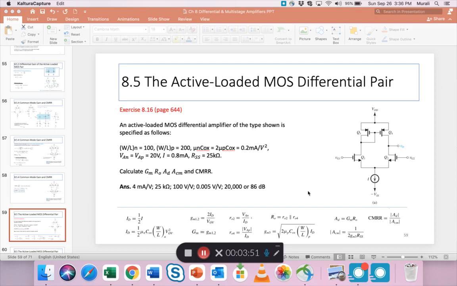Alright, so what are the essential formulas? We want Gm, right? So Gm is nothing but small gm for 1 and 2. But small gm has this formula, 2I_D over V_OV, for any transistor. What is I_D? I_D is half of I. I_D can also be shown to be this. And why do we need W/L? Oh, we'll need it for later. W/L is given, so we can figure out V_OV from here, right?